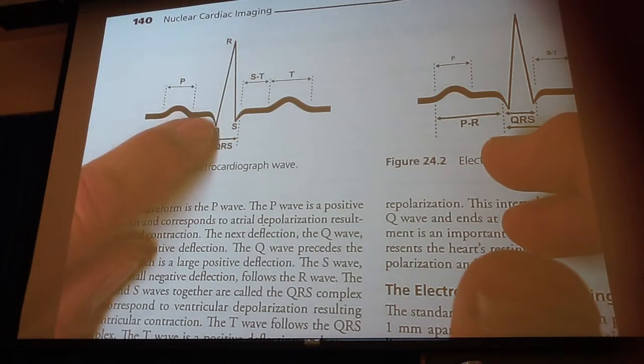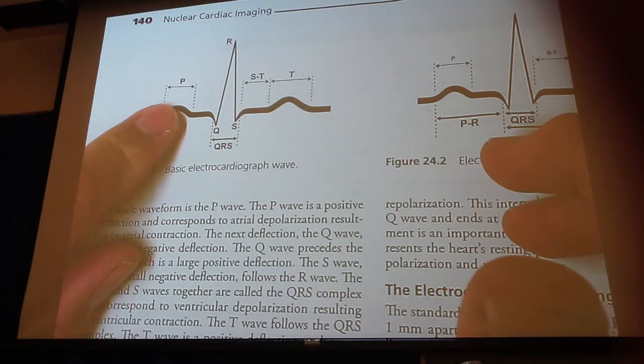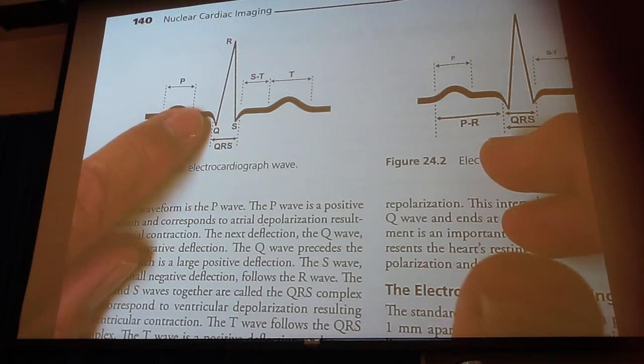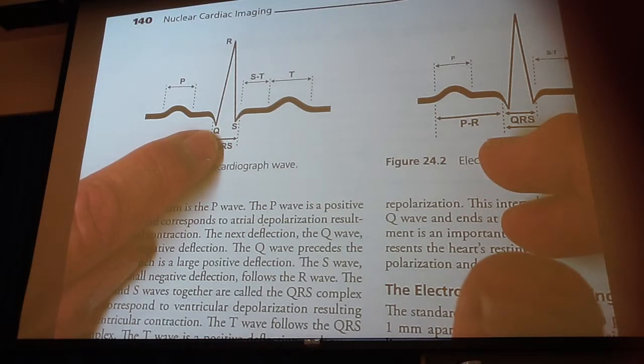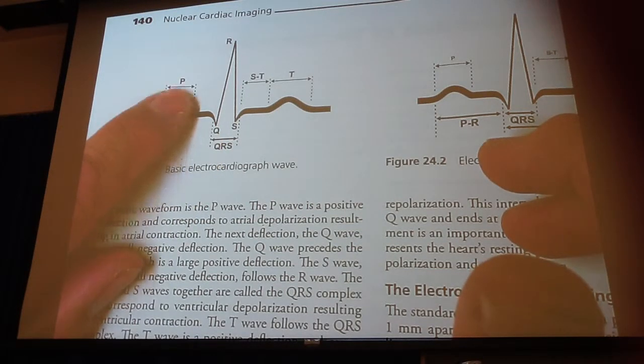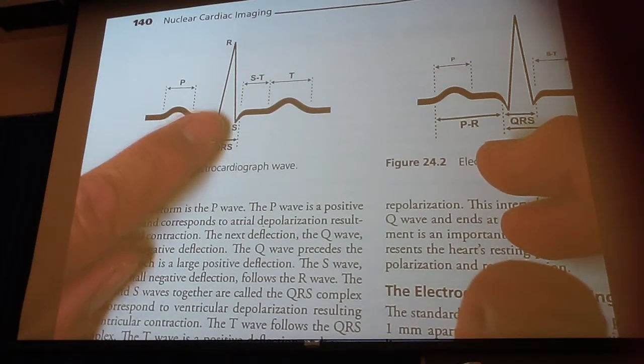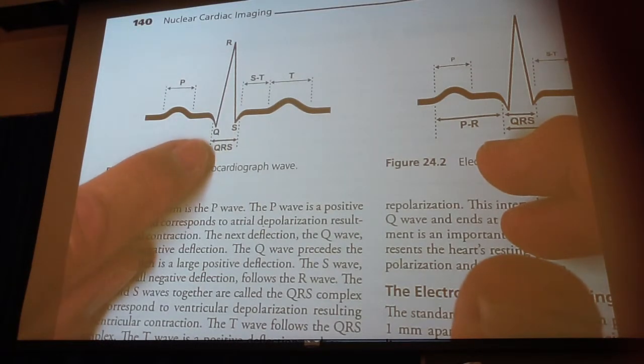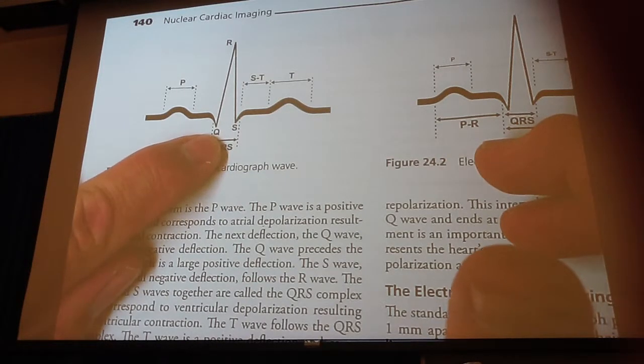Well, not yet. This is where it's traveling across the heart or through the heart to the AV node, right? This is the SA node firing. It's traveling over here to the AV node. When it reaches the AV node, then we get the QRS complex. So now we have the ventricles contracting.